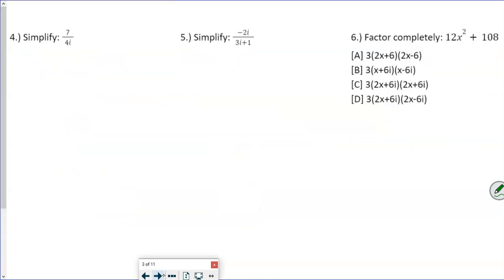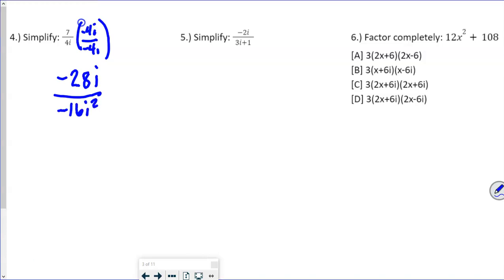All right, so number 4. Hopefully you remember with this, we're just going to multiply by the conjugate for both the numerator and the denominator. We're going to take the conjugate of the denominator, which would be negative 4i, and multiply both of these by negative 4i. So that's going to be negative 28i over negative 16i squared. Now remember, we replaced the i squared with what? Yes, a negative 1. So this is going to be negative 28i over positive 16, right?